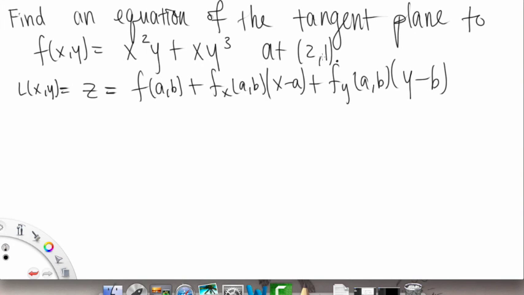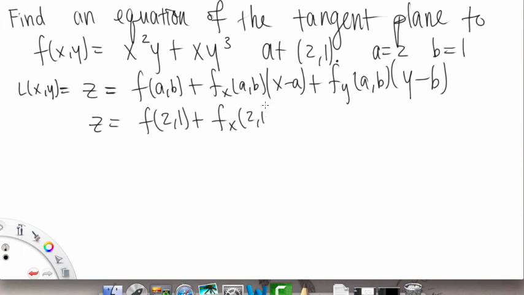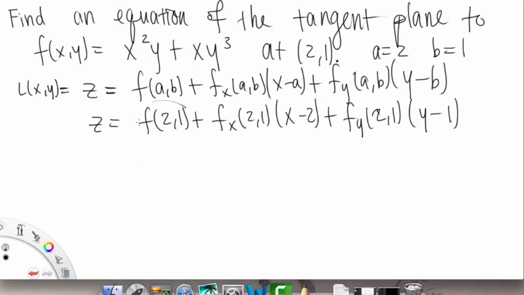Okay, so in this problem, we have that a equals 2, and we're given that b equals 1. So what we're going to have is that z is equal to f of 2, 1 plus f sub x at 2, 1 times x minus 2 plus f sub y at 2, 1 times y minus 1. Okay? Alright, so our job here is now to find f of 2, 1, f sub x of 2, 1, and f sub y of 2, 1, and then we can just solve through.